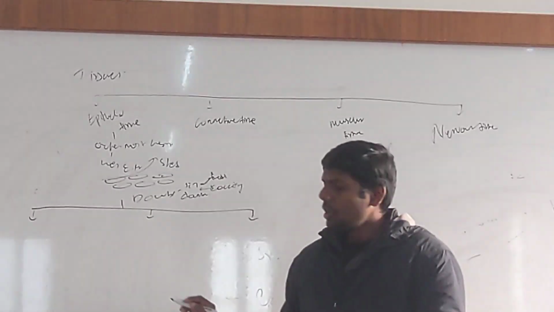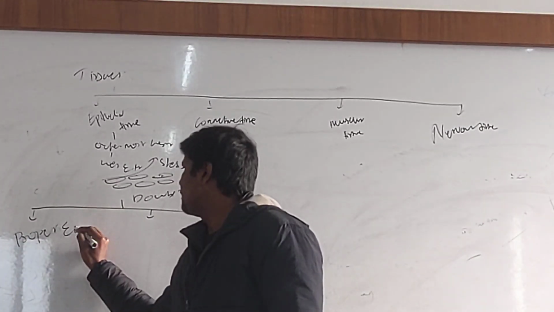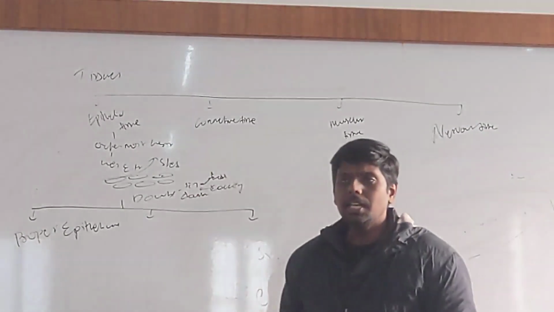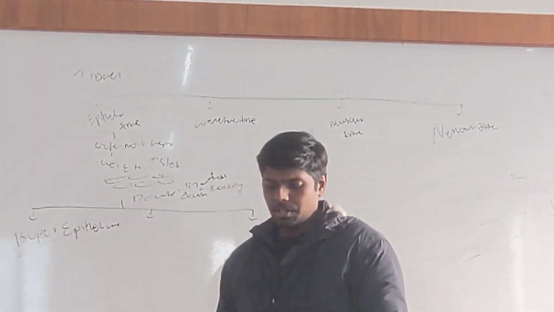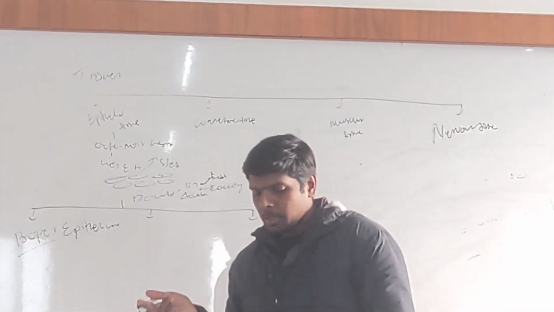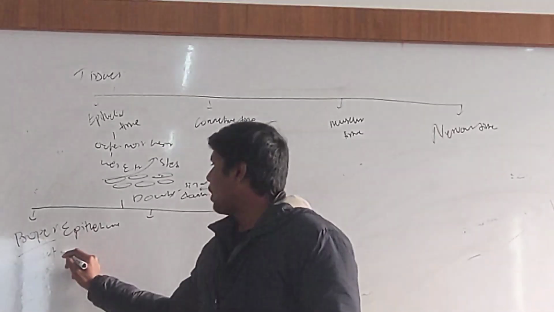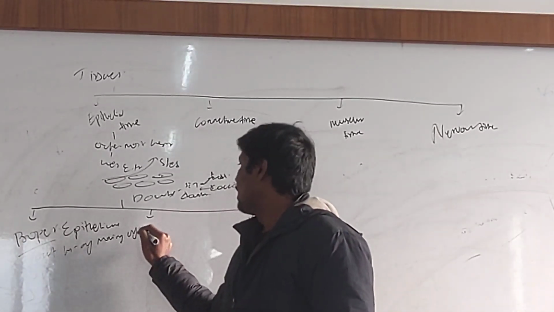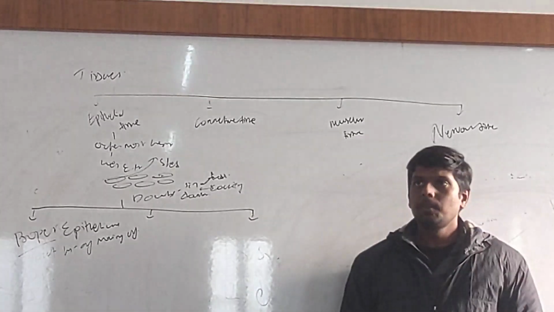They are proper epithelium. Proper epithelium means the outer layer of organs, the outer layer of moving organs. Outer layer of moving organs will have proper epithelium.